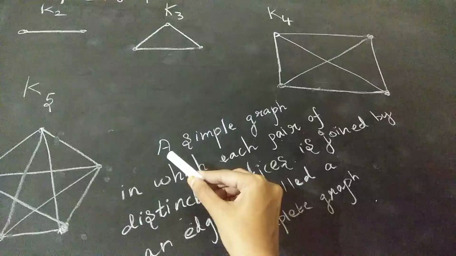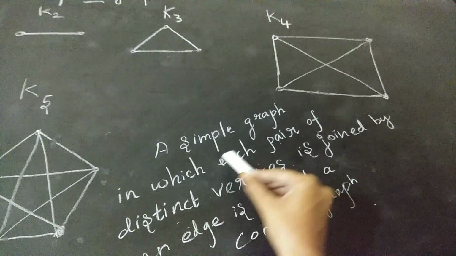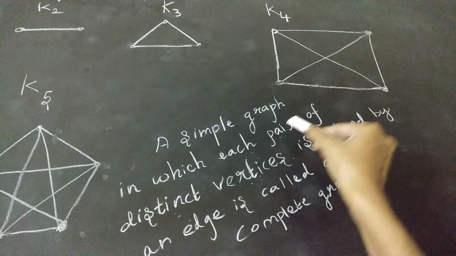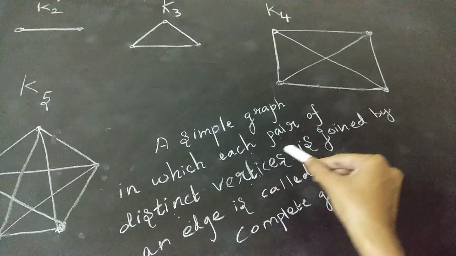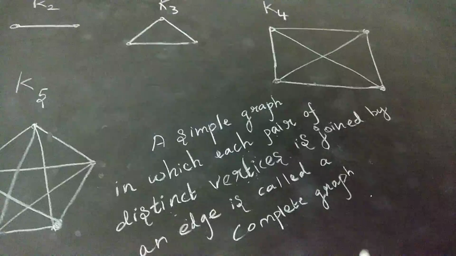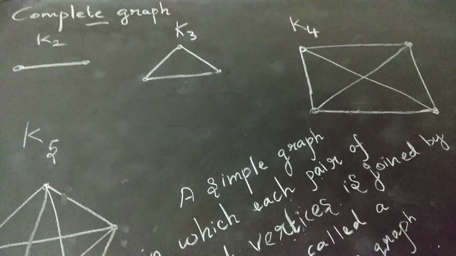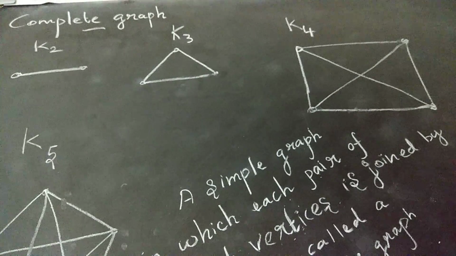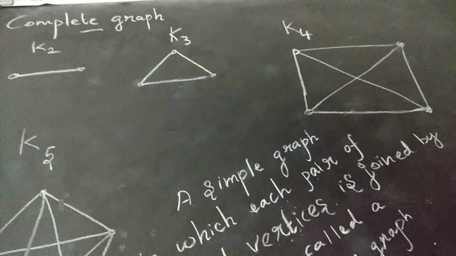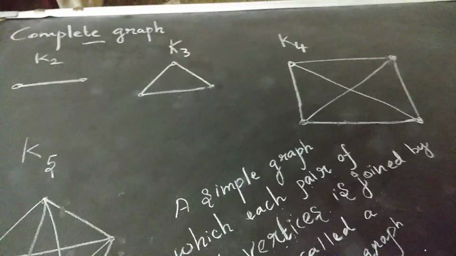So here let me read it once. A simple graph in which each pair of distinct vertices is joined by an edge is called a complete graph. Is that clear? So let us see some examples. Here usually you denote a complete graph with K2, K3, K4, K5, K6, K7 like that. In general you will say Km like that.